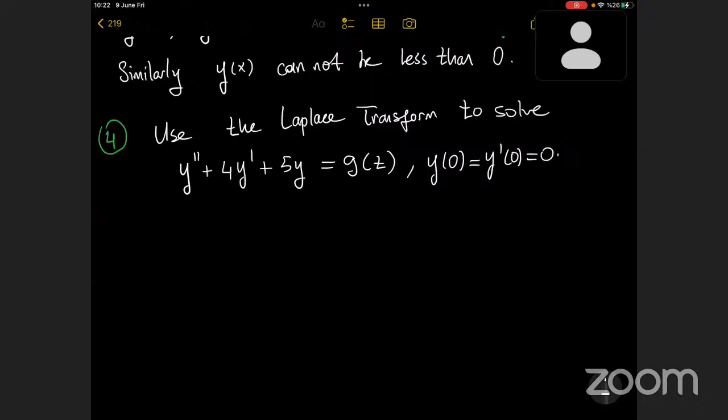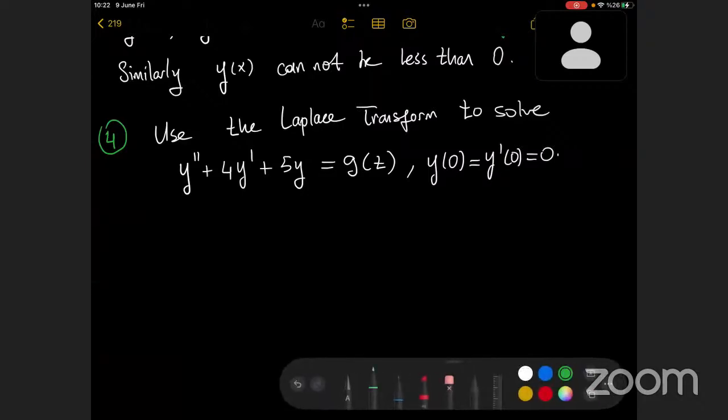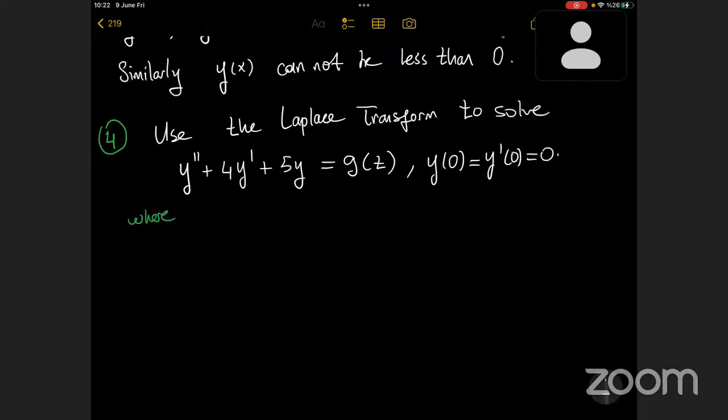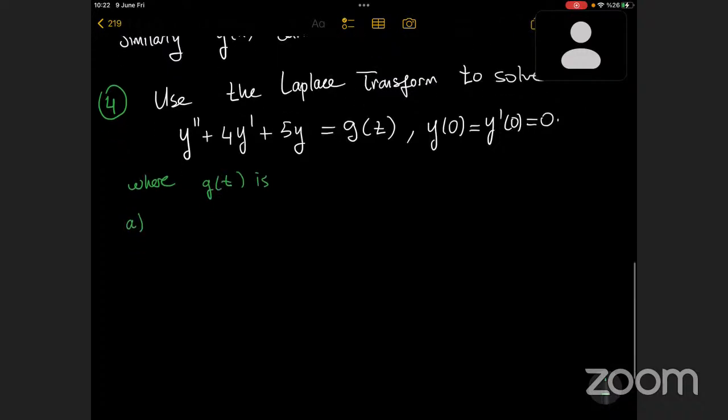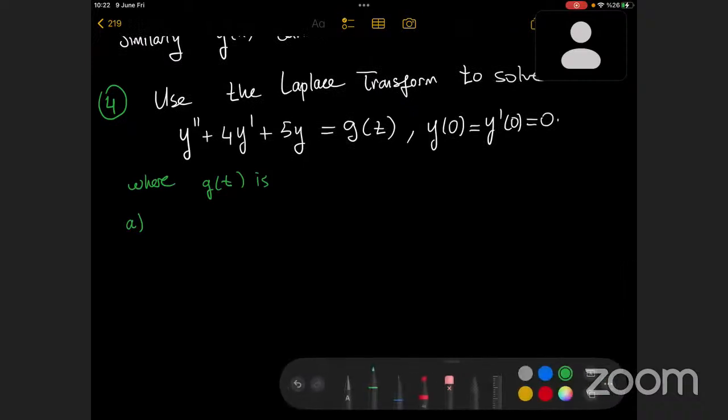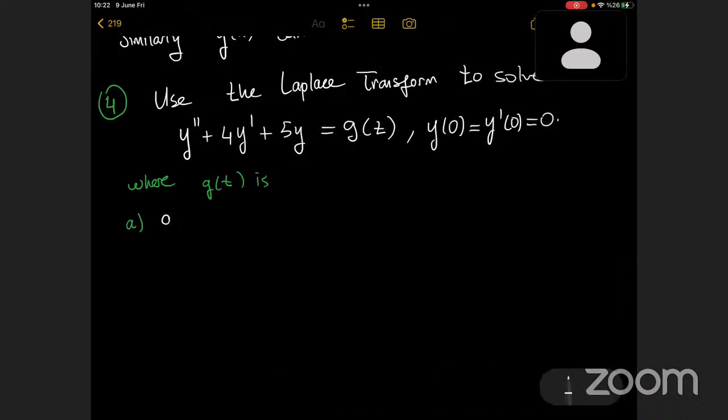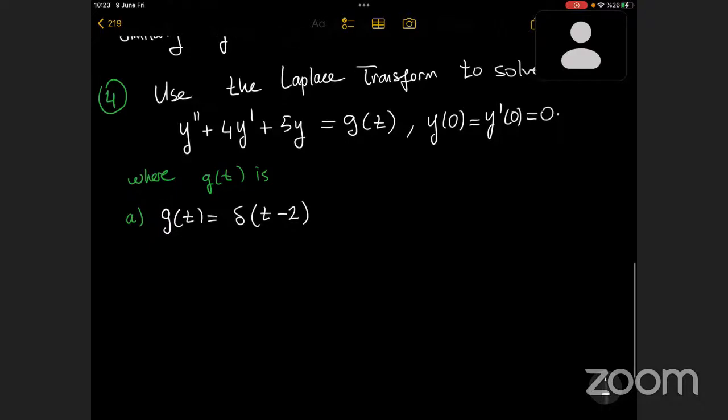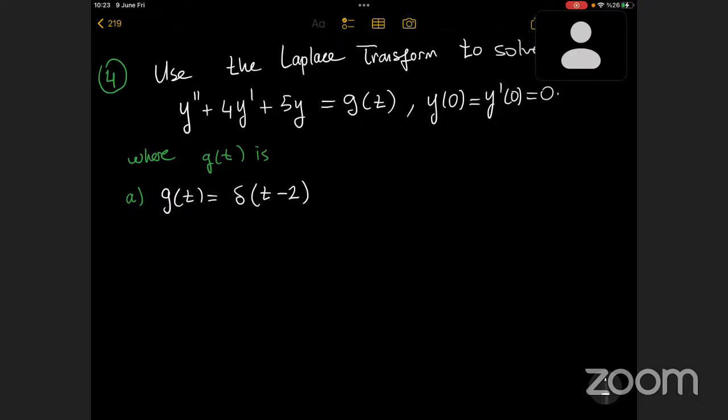Buradaki bunu 3 parça halinde çözeceğiz. Where g of t is, first, we will do the following. When g of t is equal to a delta function or impulse function at 2. Let's do this first, then we will move to other ones.